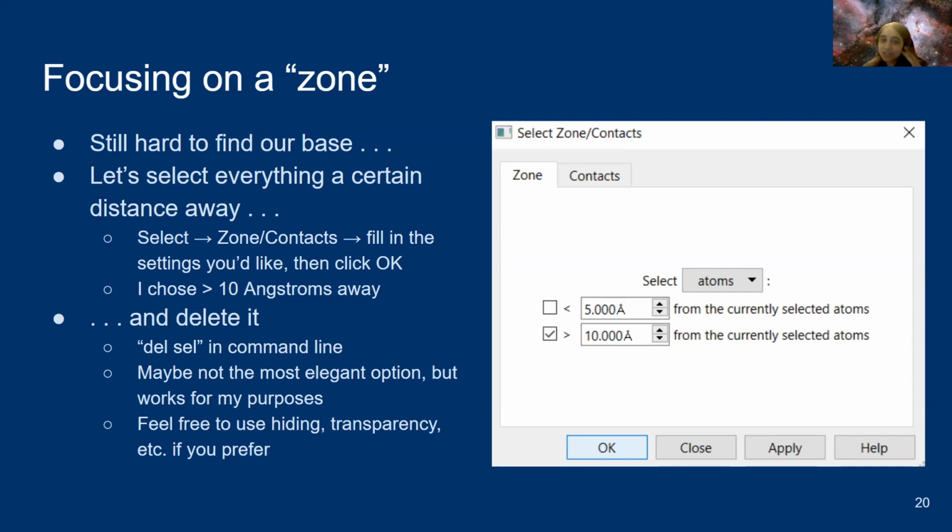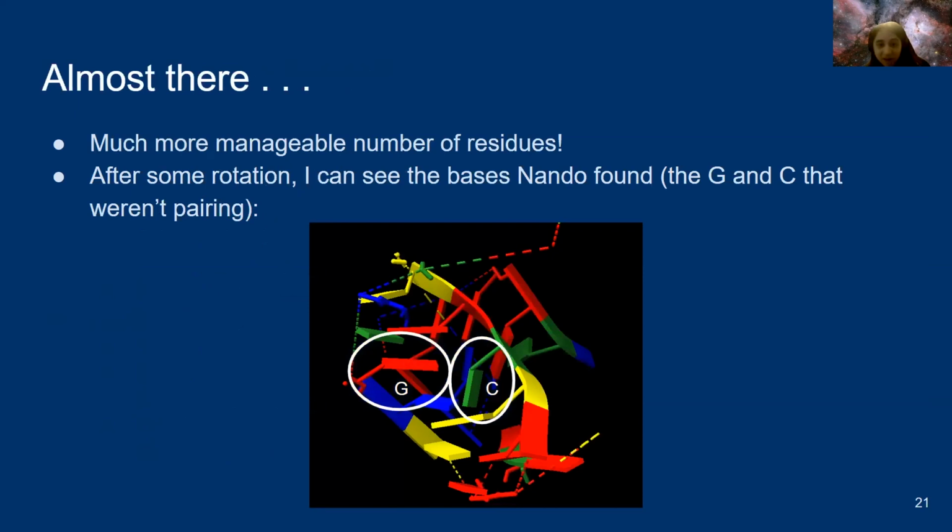For now, I just chose to delete it so I can focus on this little bubble that I wanted to look at. And it turned out pretty well. Basically, once I deleted everything outside of that particular bubble, these were all the bases that I had left. And then from there, I was able to visually find which bases I was looking at.